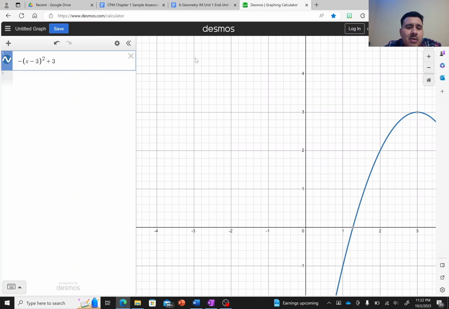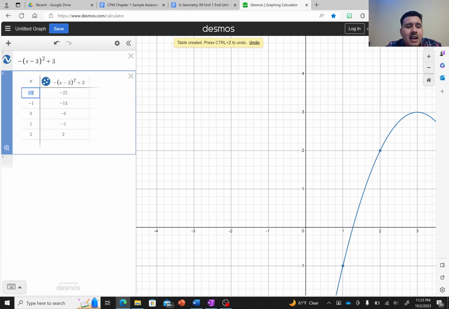We don't care about the graph. Who cares about the graph? What I do want to see is a table. So in case you didn't see how I create a table, once I type in my equation onto Desmos, I click on this little gear where it says edit list. I click on it and then I click on table, create table. And ta-da, that gives me my table.